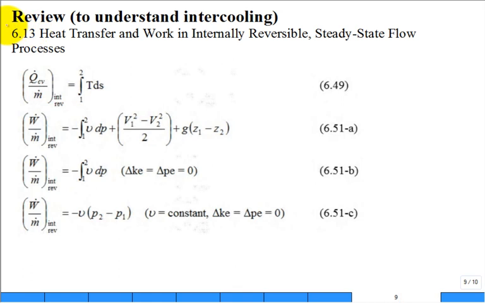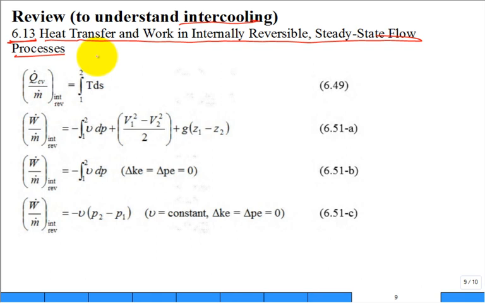Well, if you really want to understand intercooling, you have to go back to this section, which is the very last section in Chapter 6, which was probably the most difficult chapter in all of the Thermo 1 course. And it had the longest title. Just look at the title. The title was Heat Transfer and Work in Internally Reversible Steady State Flow Processes. Wow. That's a long title. Difficult chapter, end of a long chapter, and a long title.